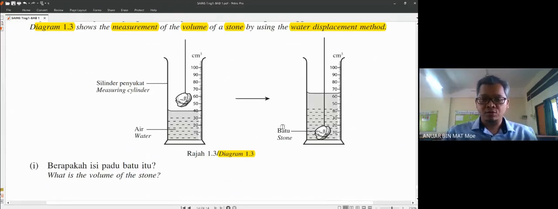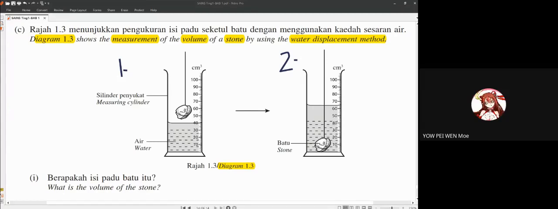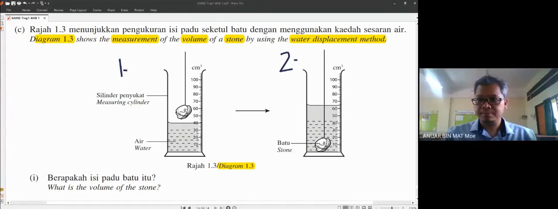What you need to know is before and after. The picture on your left is the before, the initial, the starting of the experiment, and the picture on your right is the after the experiment. Can you see the difference? Make sure you can identify the difference here. What is the difference from the first initial measurement to the final measurement? Can you see the difference? Okay, I hope you can see the difference. Yes, okay, thank you, Ying Ying.